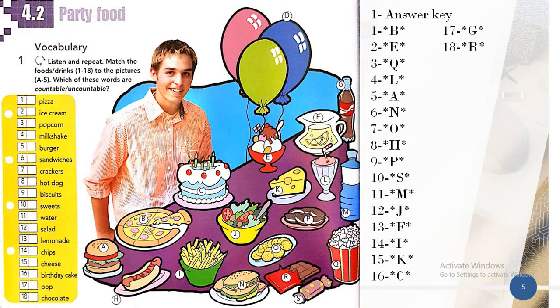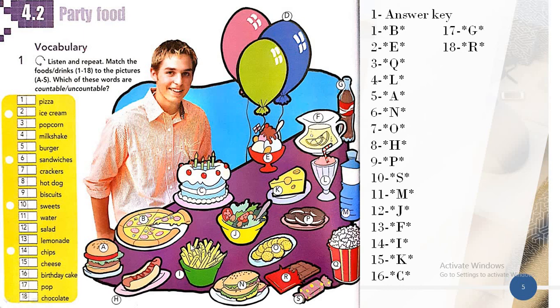Crackers is picture O. Hot dog is picture H. Number 9, biscuits is picture, tell me please, P. Yes, good. Sweets is picture, can you tell me? S. Good. Water is picture M. Salad is picture G. Lemonade is picture, tell me please. Good, excellent, picture F.